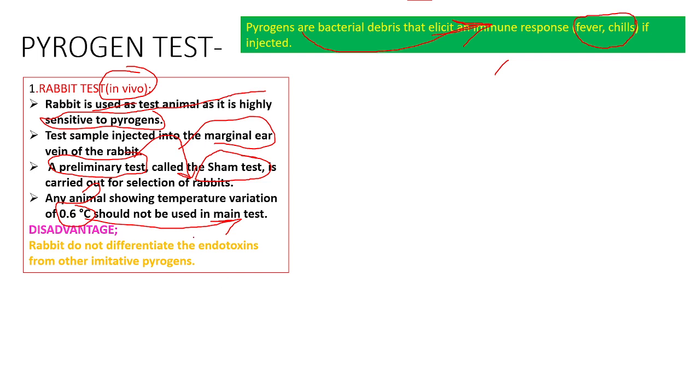The major disadvantage of this rabbit test is that the rabbit cannot differentiate endotoxins from other pyrogens. Means endotoxins cannot be differentiated from the other pyrogens. That is the major disadvantage associated with the rabbit test.